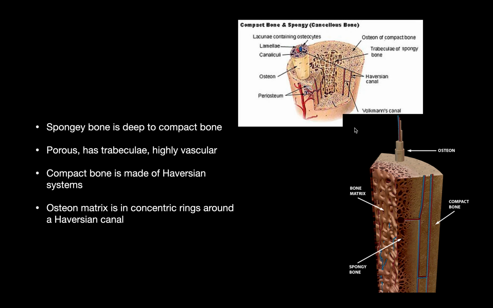So spongy bone is deep to the compact bone, and it is characterized by the trabecula, and is very vascular. And compact bone is made out of the Haversian system, as we went through before, and the osteomatrix is in concentric rings around the Haversian canal, as you can see right here.